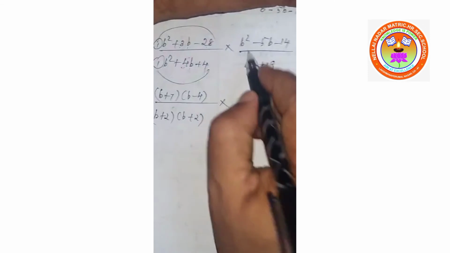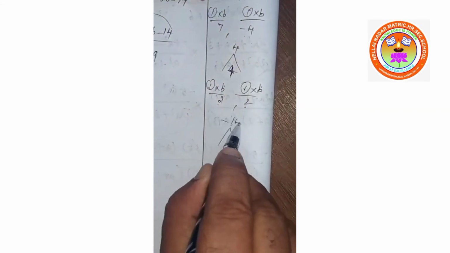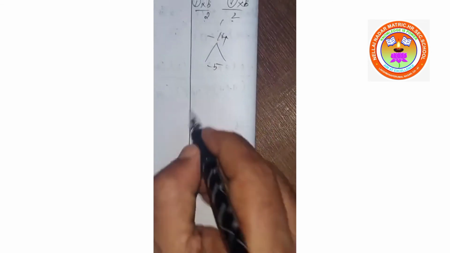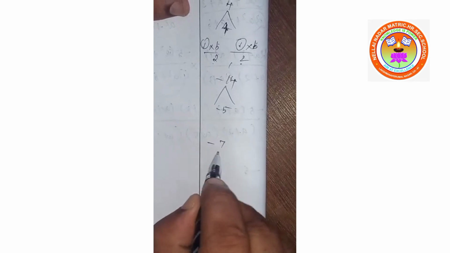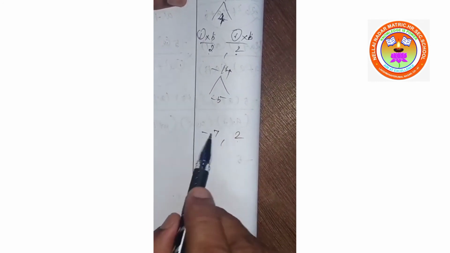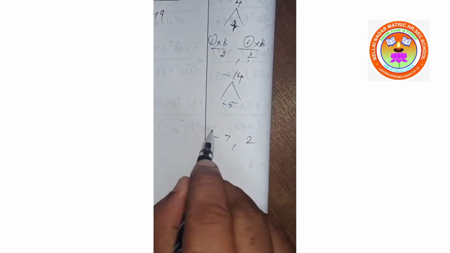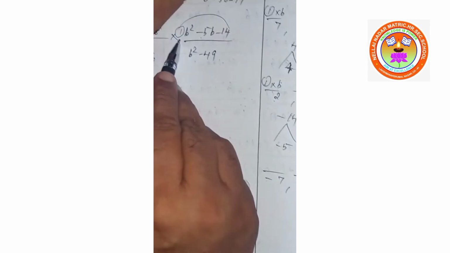Put into. It has to be factorized. 1 into minus 14 is minus 14. And the coefficient of b, that is equal to minus 5. The two numbers are minus 7 and 2. Correct? Minus 7 plus 2, that is equal to minus 5. Minus 7 into 2, that is equal to minus 14. Now write the coefficient of b squared. Here 1.